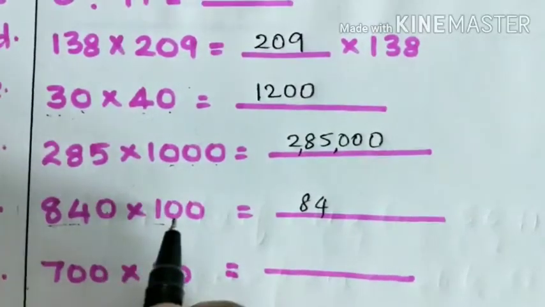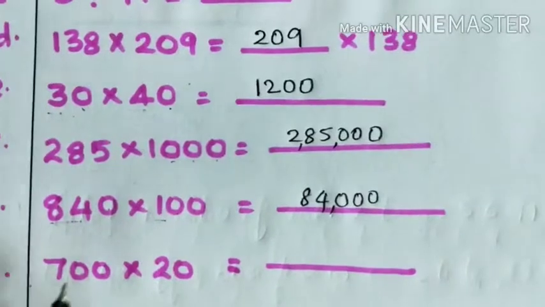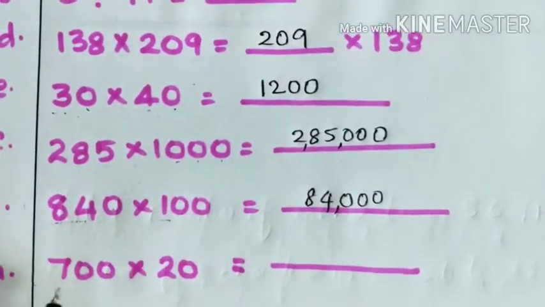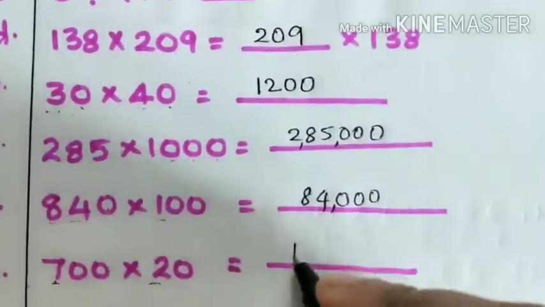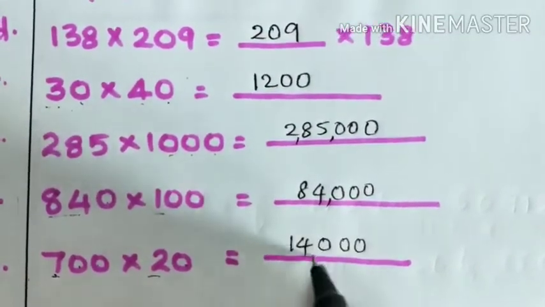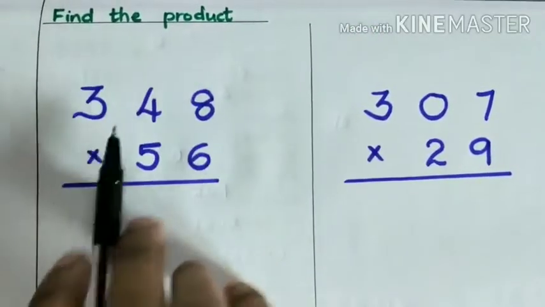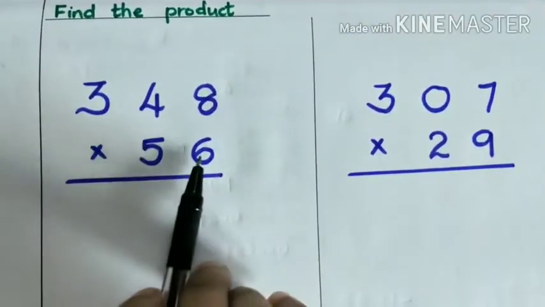84 and 1, 2, 3, 3 zeros. 84,000. 700 into 20, 7 into 2, 14. 1, 2, 3, 3 zeros. 14,000. Find the product. 348 into 56.